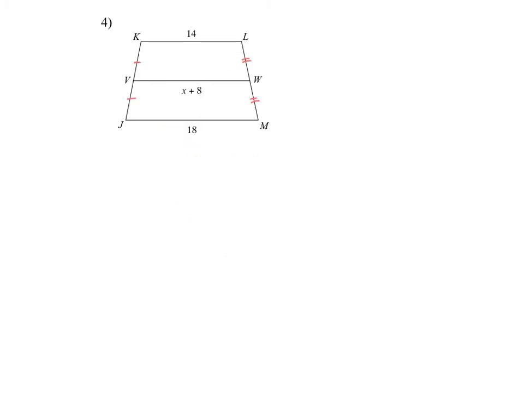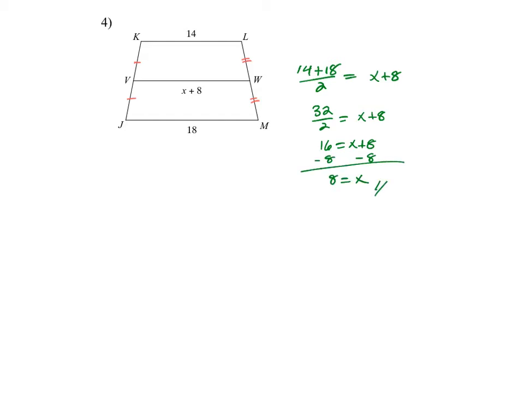The next one, again, I have those congruent pieces. So 14 plus 18 divided by 2 equals x plus 8. 32 divided by 2 is 16, equals x plus 8. Minus 8 on both sides, so x equals 8.